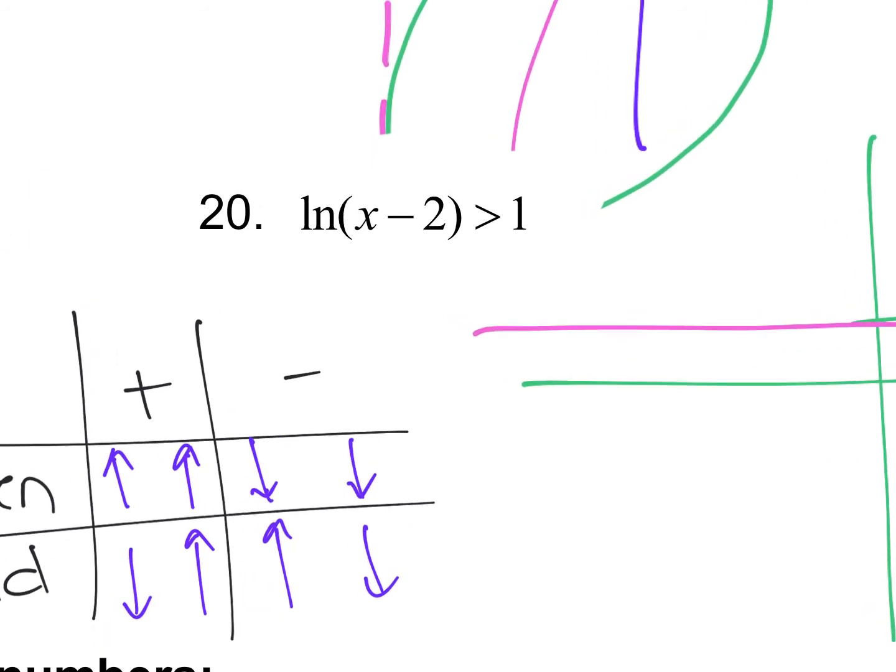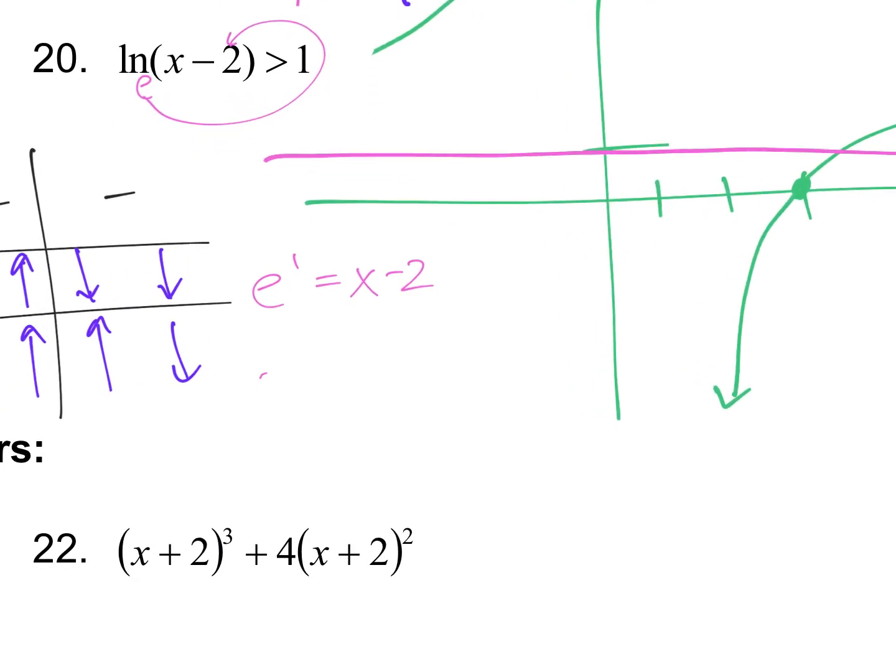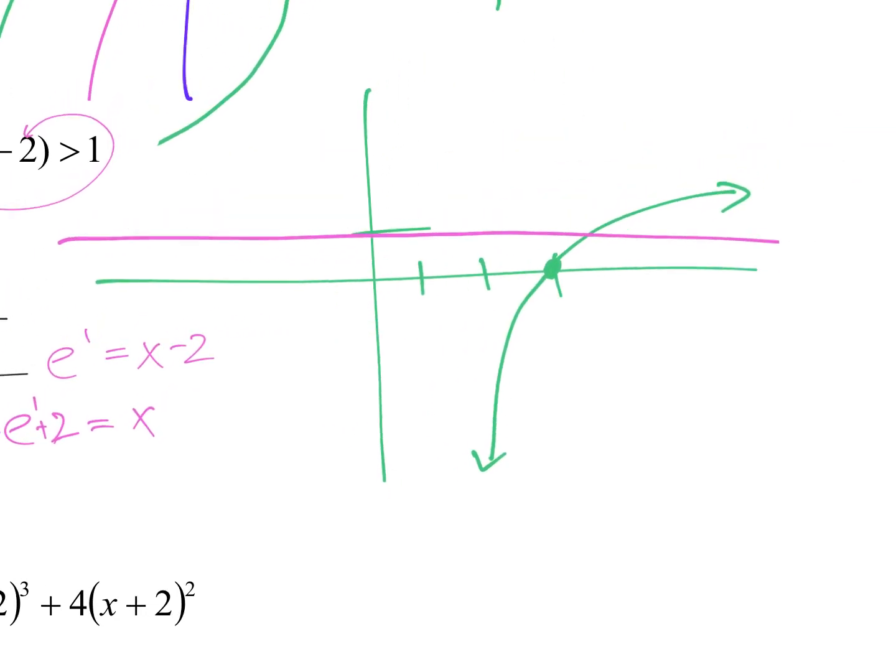You can switch it into exponential form, or you can think about what's the base? E. So if it is base e, you're going to switch it into exponential form. e to the first is equal to x minus 2. Then how do I solve for x? Add 2. So what you found here without a calculator is that this point has an x value of e to the first plus 2, comma 1, not 2, sorry.